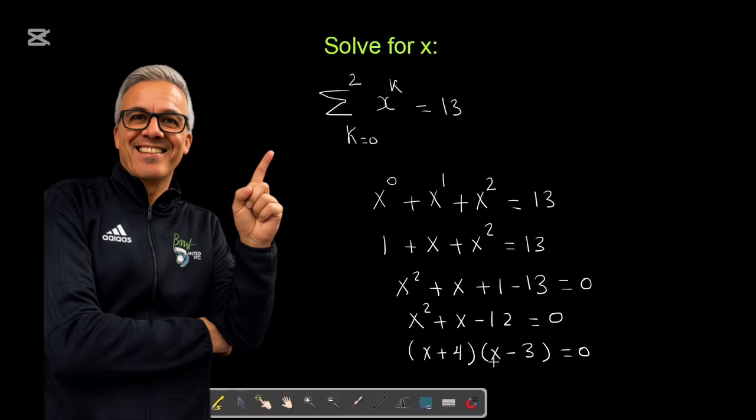Now we use the zero product rule. If the product of two expressions is 0, then one of them must be 0. So we set each factor equal to 0, and we have x plus 4 equals 0, and that will give us x equals negative 4. And we have x minus 3 equals 0, and that will give us x equals 3. So my final answers are x equals negative 4 and x equals positive 3.